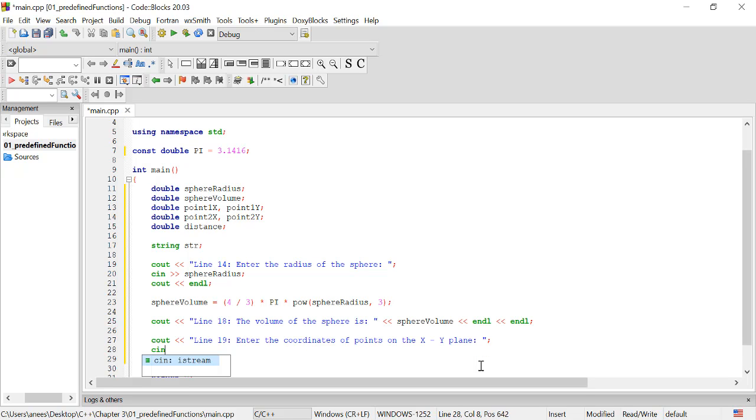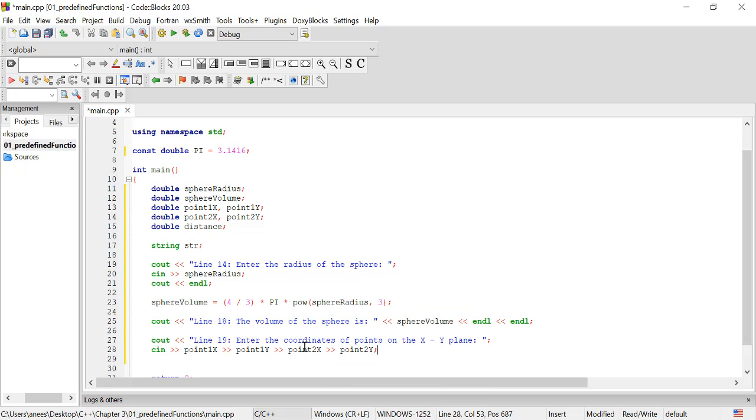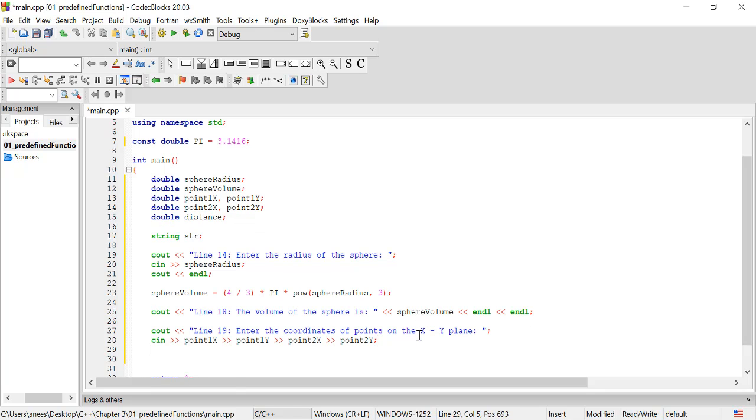Now we will write cin point 1x, point 1y, sorry. Point 1y, point 2x, point 2y. Now cout endl.